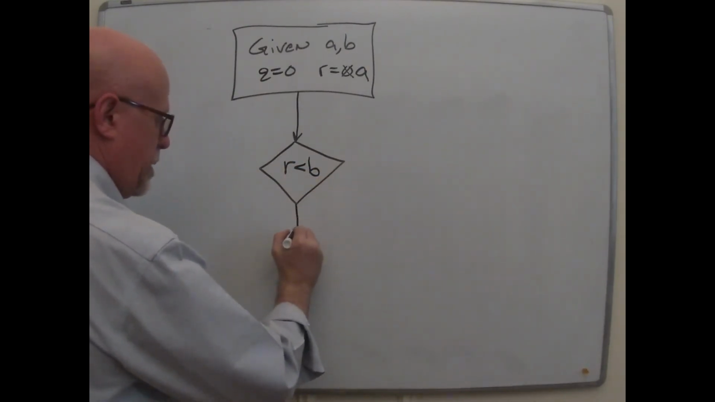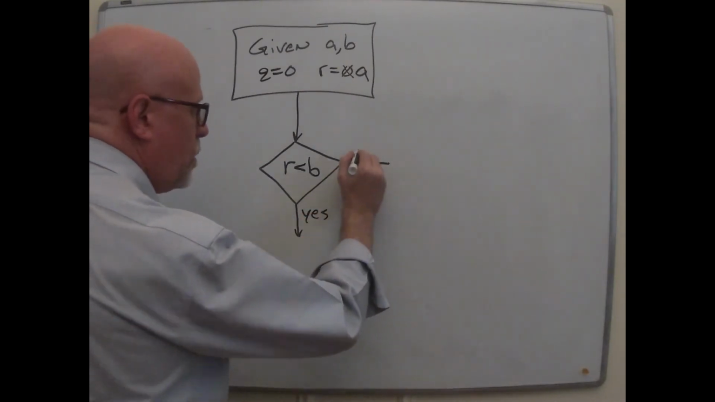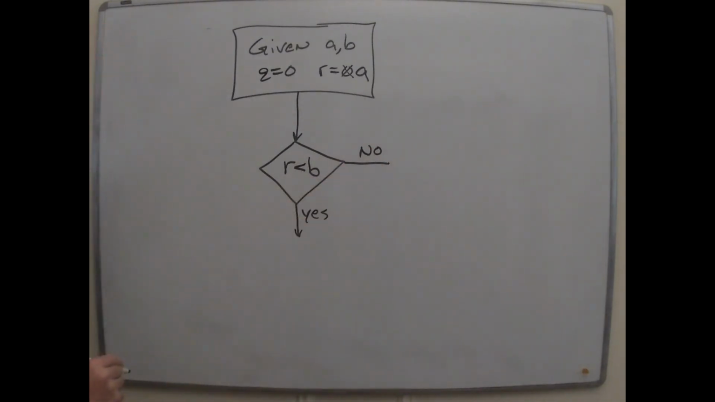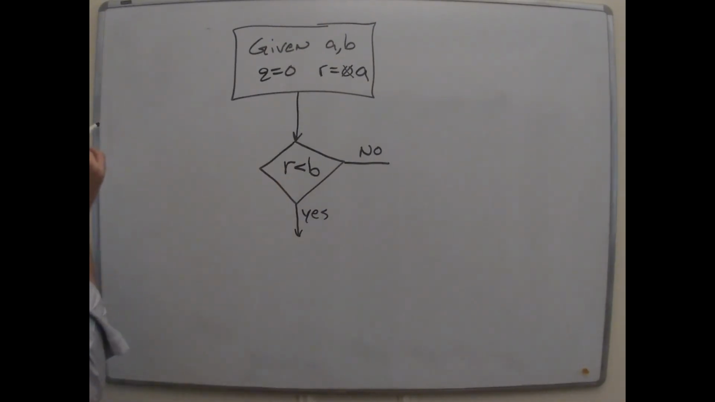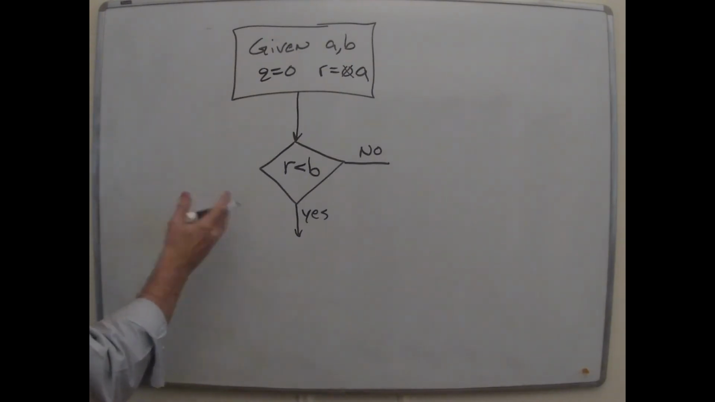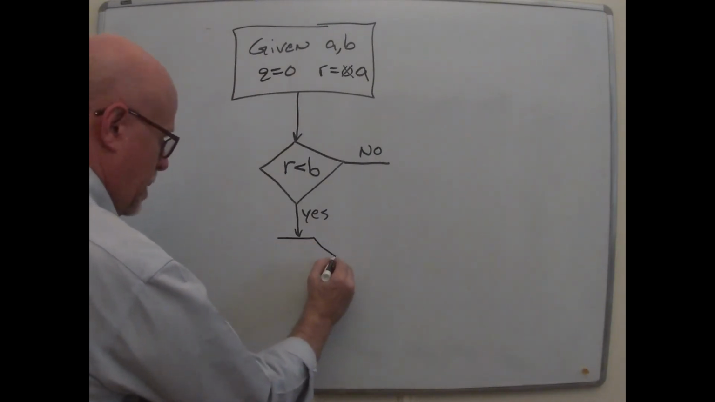If the answer is yes, we'll do one thing, and if the answer is no, we'll do another. And what are those things? Well, if r is less than b, then it's already the right size to be a remainder. Which means if r is less than b, you're done. I don't know how to say that we're done. Maybe put a stop sign.